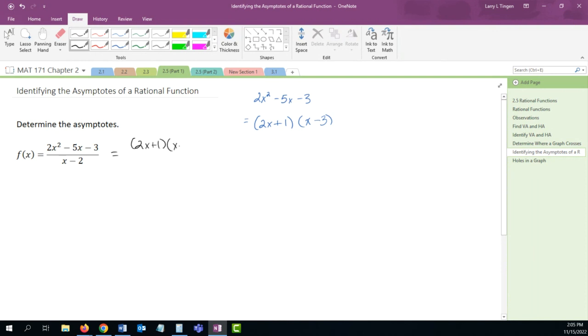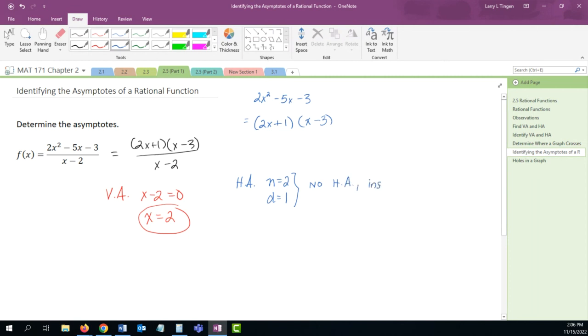All right, so my function looks like this: 2x plus 1 times x minus 3 divided by x minus 2. Now, I know where the vertical asymptote is. Take the numerator, because there's no match. So take the numerator, set it equals 0, and solve. And there's a vertical asymptote at 2. And then horizontal asymptote. Degree of the numerator is 2, degree of the denominator is 1. So that's no horizontal asymptote.